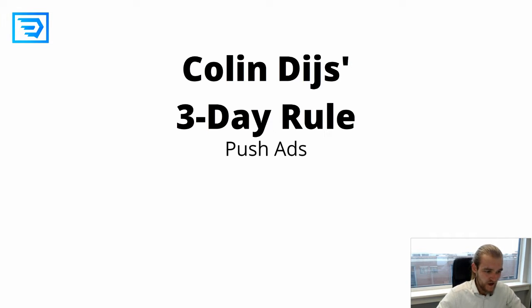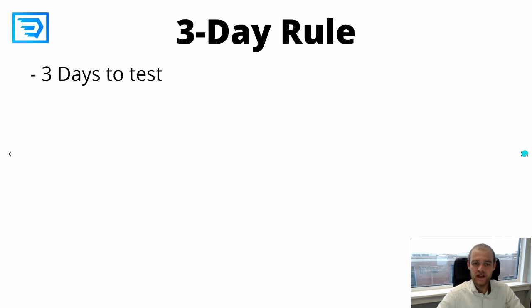Now let's dive in. So we are going to talk today about the 3-day rule of Colin Dijs. So first of all, what does it mean? How does it work? So the 3-day rule gives you 3 days to initially test your campaign and test the offer that you are going to promote. So 3 days long, we are going to basically spend some money to see whether the offer and whether the flow that you've set up in your campaign is working or not.